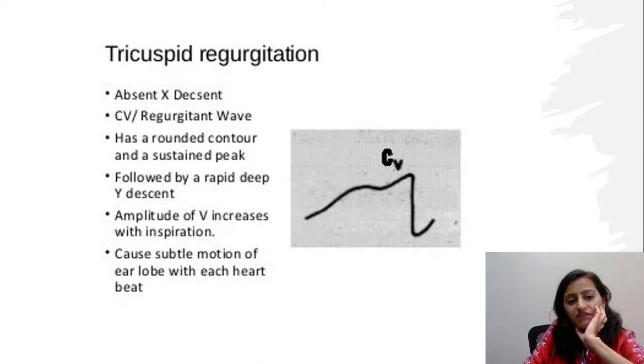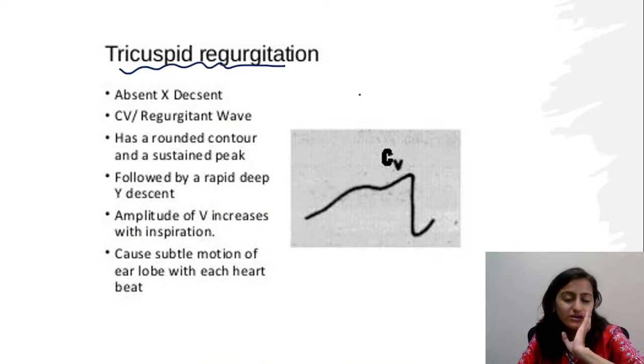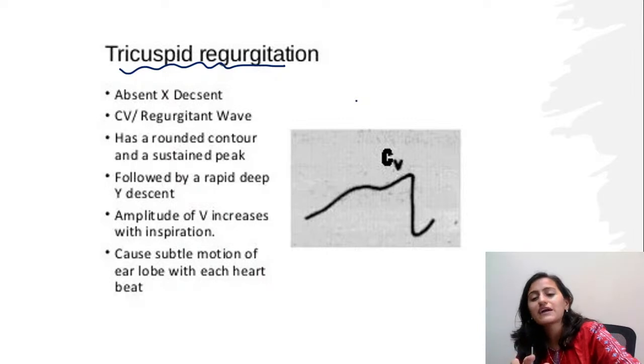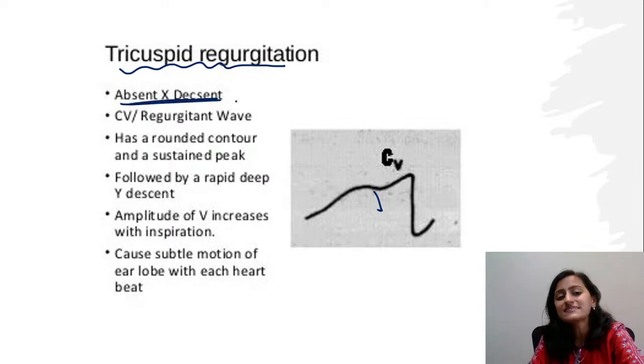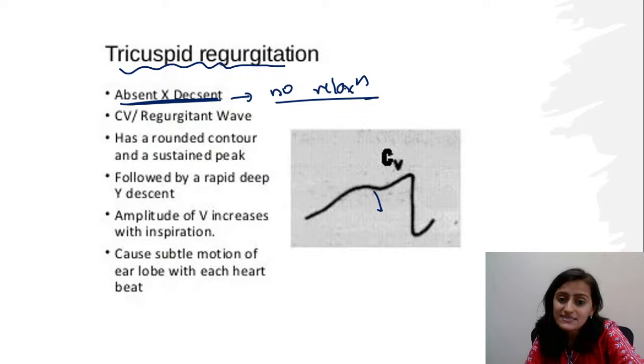So look at this JVP of tricuspid regurgitation, which will be similar to mitral regurgitation. You don't see the X descent, right? There is absent X descent because basically there is no relaxation. X is the relaxation of the atrium, and it is not happening, right?